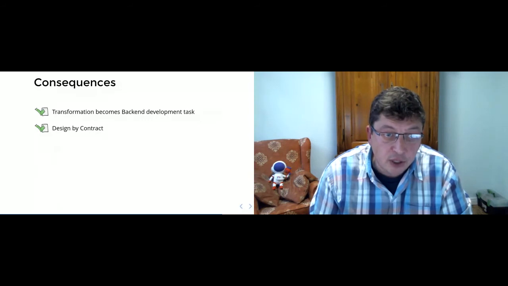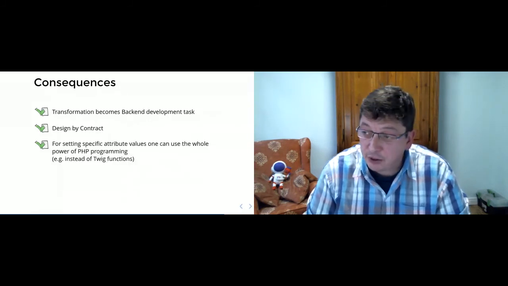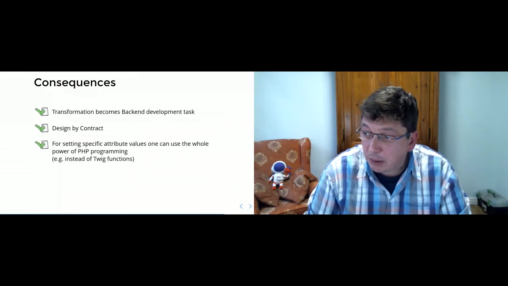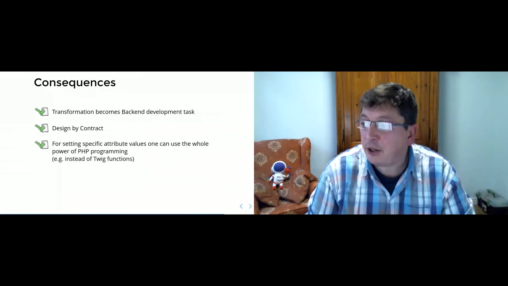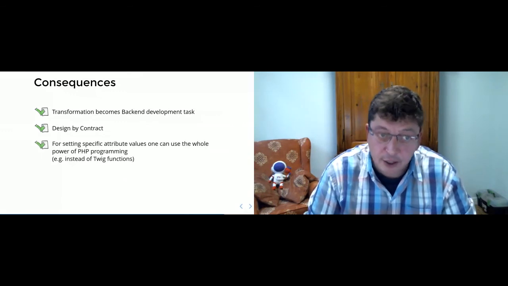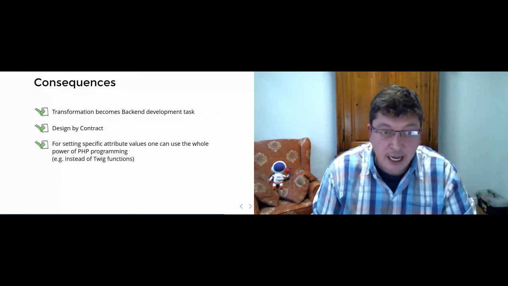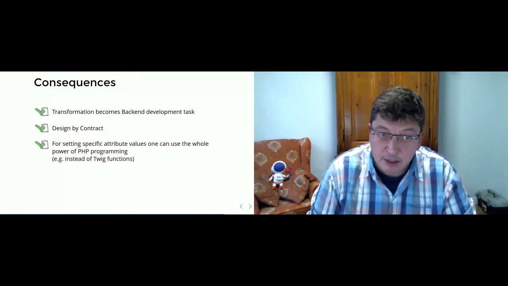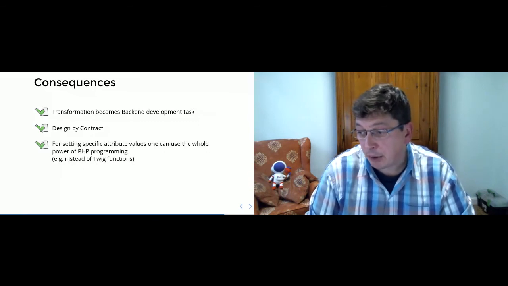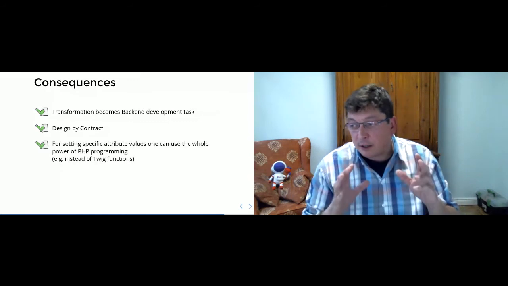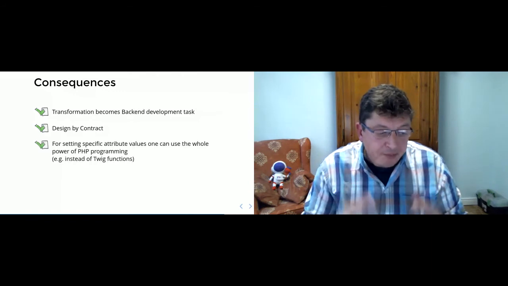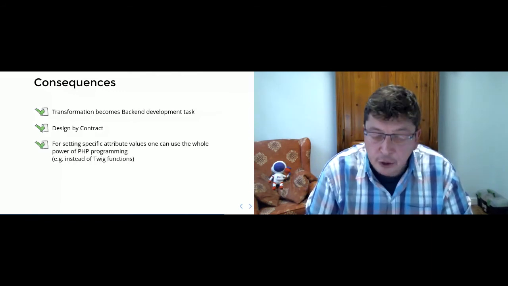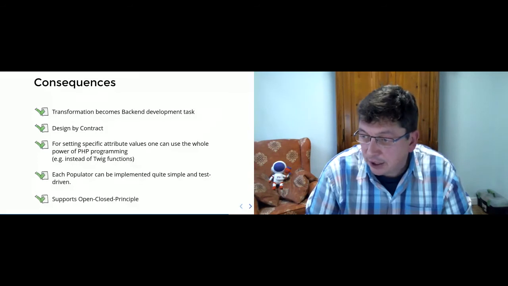object into these views. And for setting specific attribute values, which could sometimes be a little bit more complicated, remember, we have worked with advanced many-to-many object relations, we can use the whole power of PHP programming, no more Twig functions anyway. And each populator can be implemented quite simply and test-driven. And last but not least, this pattern supports the open-closed principle. So when you did the conversion by using a converter and populator, then you can extend your conversion quite simply by adding a new populator by Symfony dependency injection.